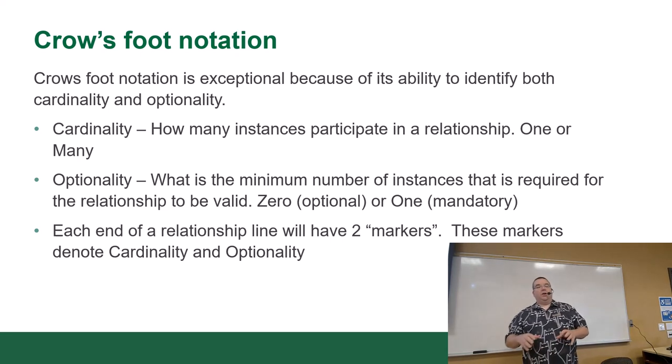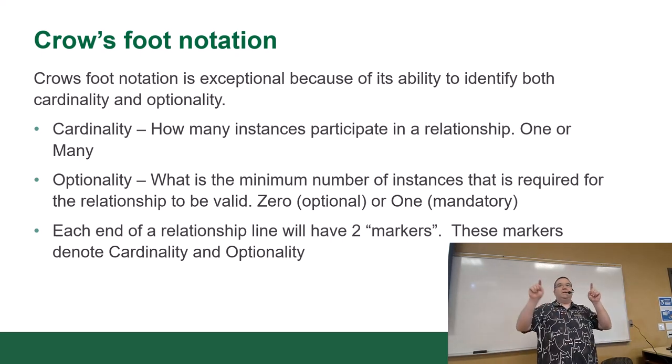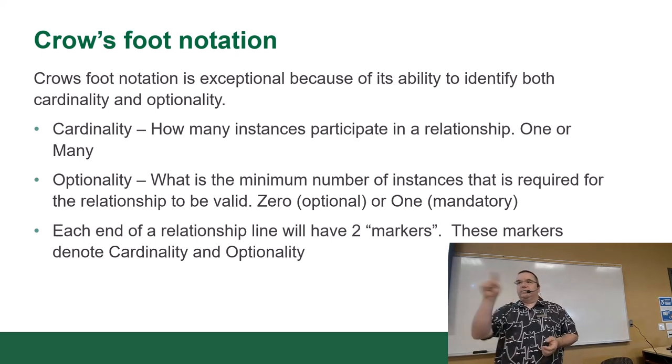So cardinality means how many instances participate in the relationship, one or many, right? So you have a person and a birthplace. The person has one birthplace. A birthplace can have many people. The cardinality can be expressed with just a symbol. So you know the whole 1:N, M:N thing? There's actually a symbol that draws that for you, so you don't need to start guessing.